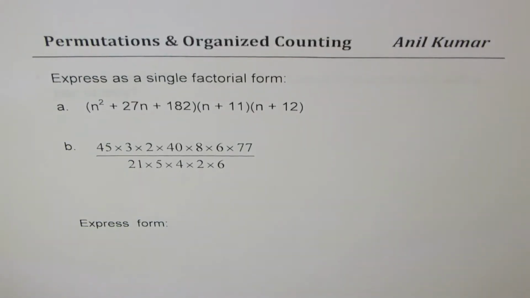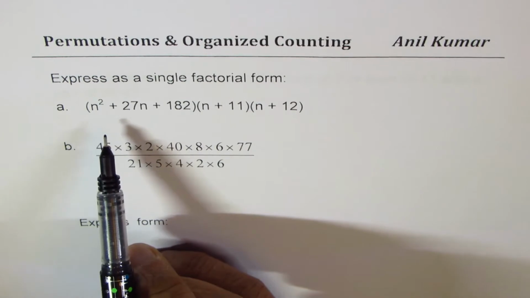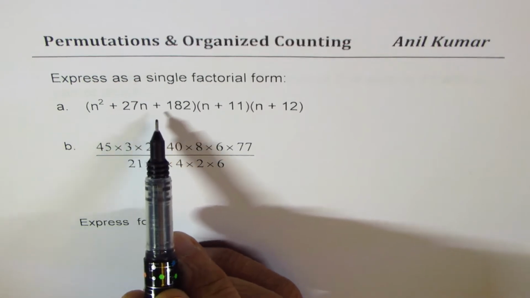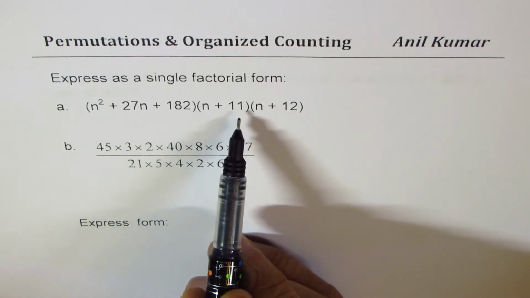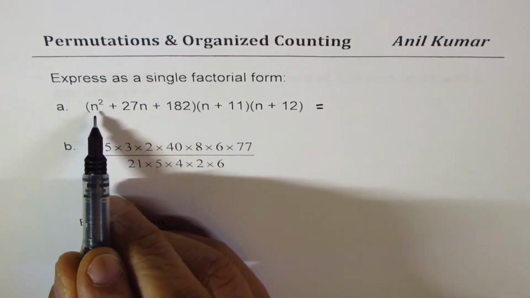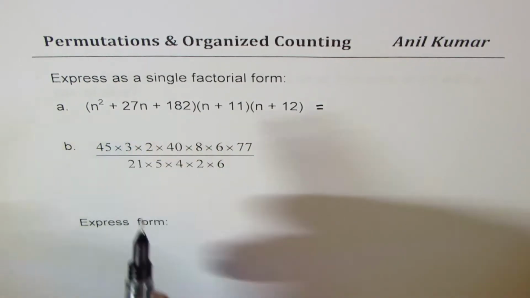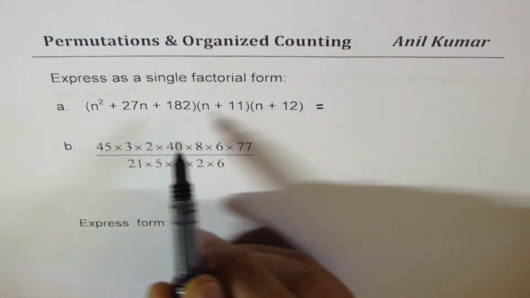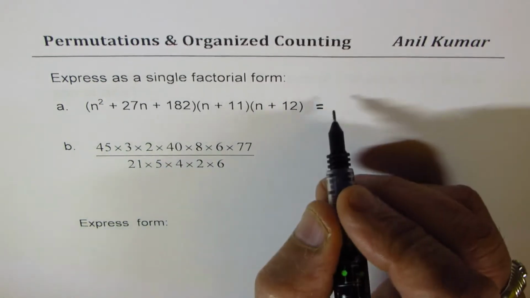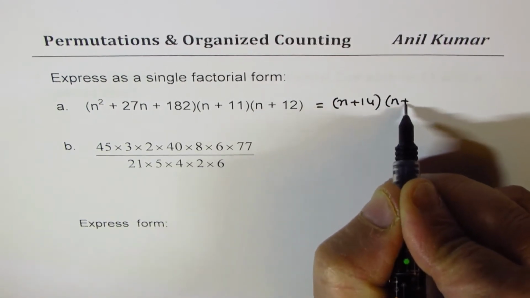The very first question here is to express as a single factorial form. So we have two questions here. Part A and B is n squared plus 27n plus 182 times n plus 11 times n plus 12. You could actually write this as this quadratic function. We are looking for a product of 182, sum of 27, and that gives you a hint, 11 and 12. You can try 13 and 14. 13 plus 14 is 27. That works. So we could write this as n plus 14 times n plus 13.